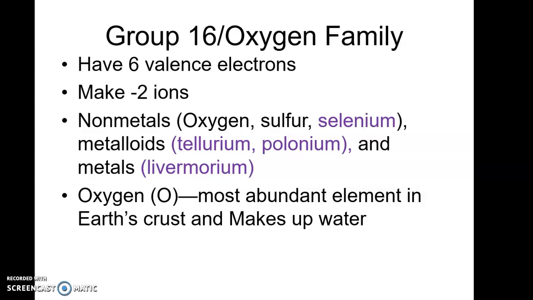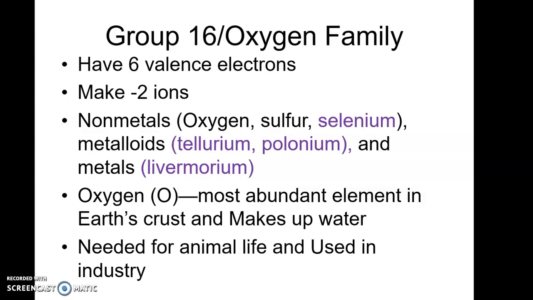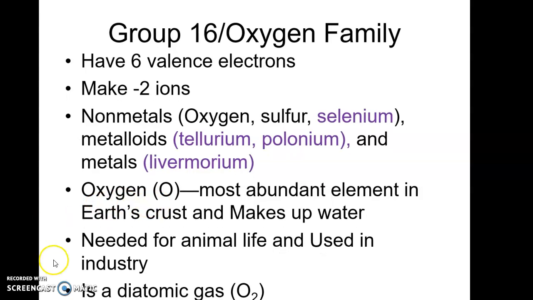So oxygen, I would say, is the most important element in this family. Atomic symbol O, it is the most abundant element in Earth's crust, and it makes up water. So a lot of metals are oxides. And then obviously H2O is in a lot of things. So it is needed for animal life, it is needed for plant life, it's just needed for life, and it is used quite a bit in industry. Also, it is a diatomic gas, which means it bonds with itself, O2.